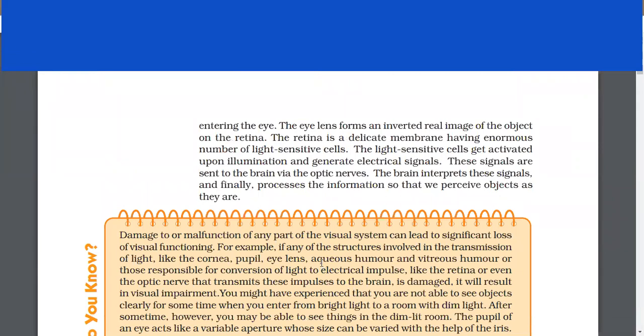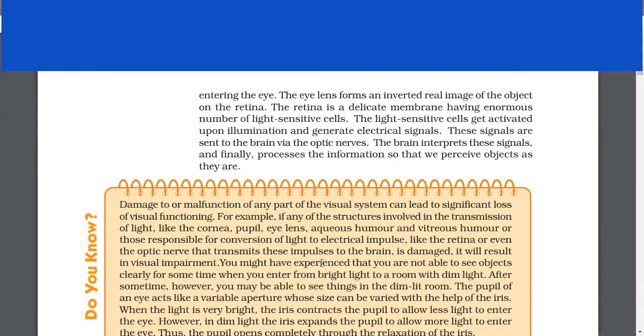The retina is a delicate membrane having enormous number of light-sensitive cells. The light-sensitive cells get activated upon illumination and generate electrical signals. These signals are sent to the brain via the optic nerves. The brain interprets these signals and finally processes the information so that we perceive objects as they are.